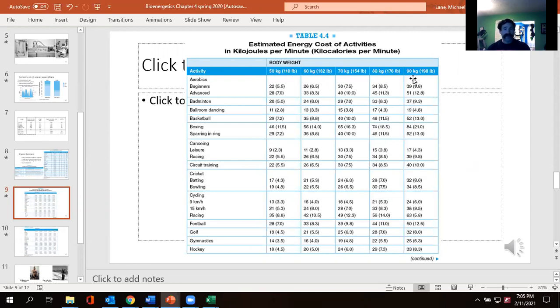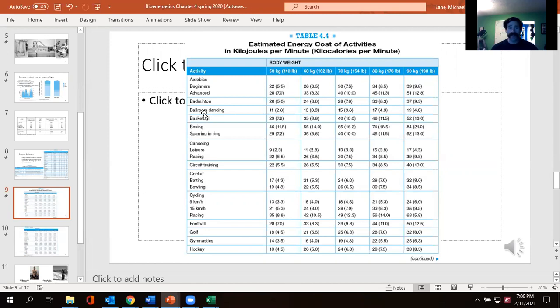But the nice thing about this, guys, is you can still try to ballpark your weight. Obviously, those of us that are over 198 or less than 110, you can figure you're going to have that linear relationship, because the bigger you are, the more energy you're going to use given that activity. Now, this is just to ballpark it for you.